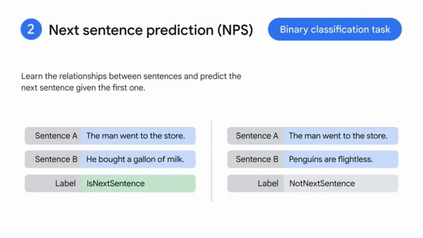The second task is to predict the next sentence. For example, the model is given 2 sets of sentences. BERT aims to learn the relationships between sentences and predict the next sentence given the first one. For example, sentence A could be, "A man went to the store," and sentence B is, "He bought a gallon of milk." BERT is responsible for classifying if sentence B is the next sentence after sentence A. This is a binary classification task. This helps BERT perform at a sentence level.